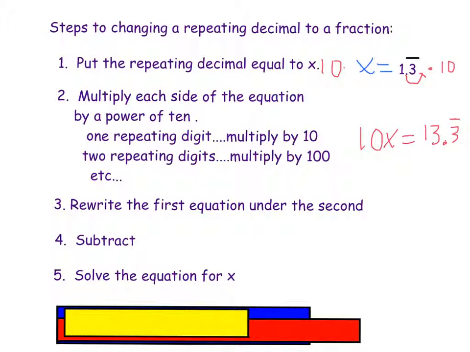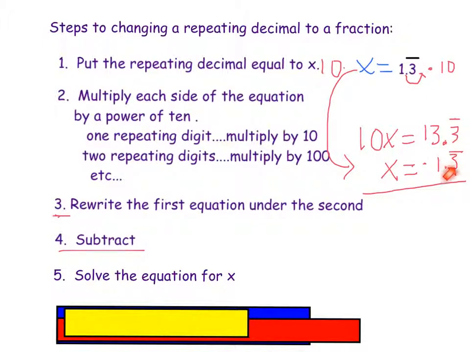Then step 3 says to rewrite the first equation under the second. So here's my first equation. It comes down. So x equals 1.3 repeating. Now remember, when you have a decimal and you're subtracting, it's important that you line up the decimals. So here we have the decimal point, so I put the 1.3 repeating underneath it, lined up, because the next step is subtracting. I'm going to subtract this equation from this equation.